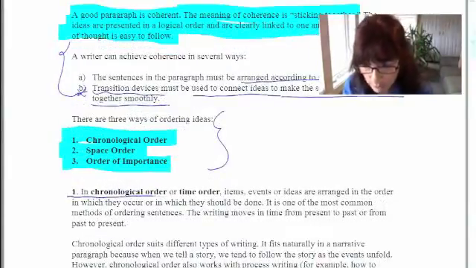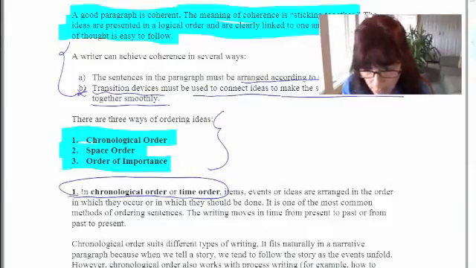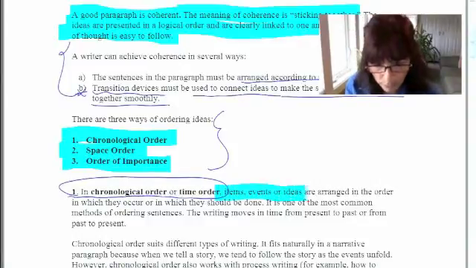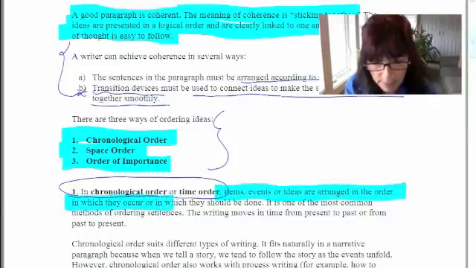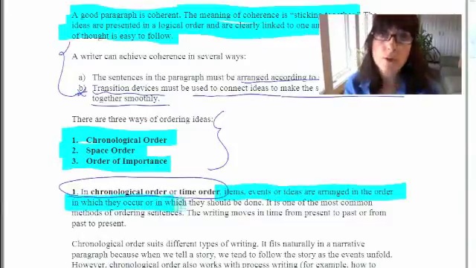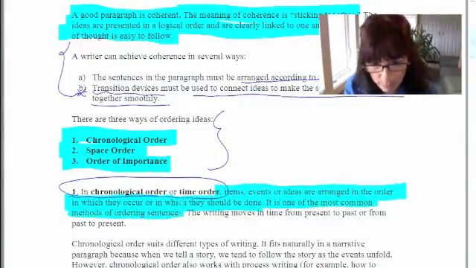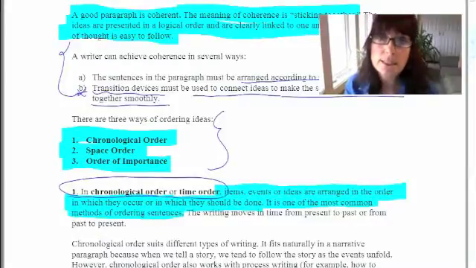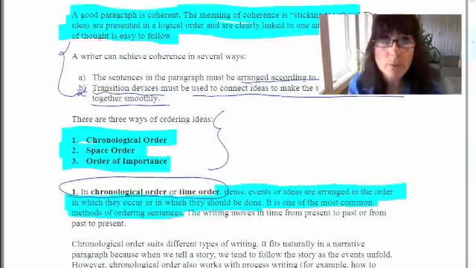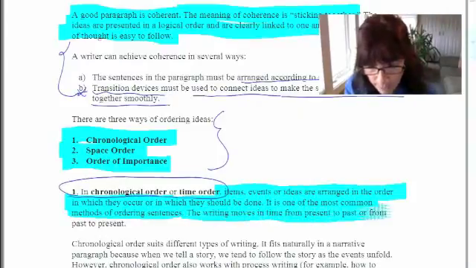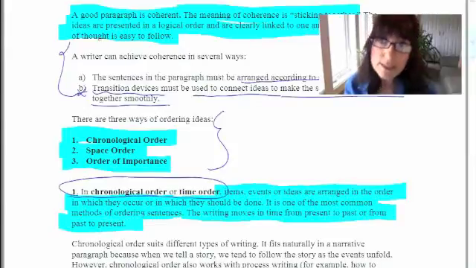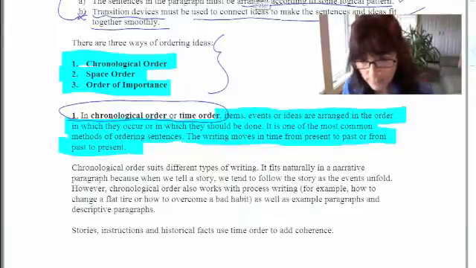So the type of order which I'm going to be discussing in this video is called chronological order, which is also the same as time order. Now, in this type of order, you will have items, events, or ideas which you arrange in the order in which they occur or in the order in which something should be done. And this is one of the most common methods of ordering sentences. Chronological or time order is a very common way of organizing your thoughts. So in this method, the writing will move either from the present to the past or from the past to the present, depending on how you want to present your ideas. You would have to make that choice.